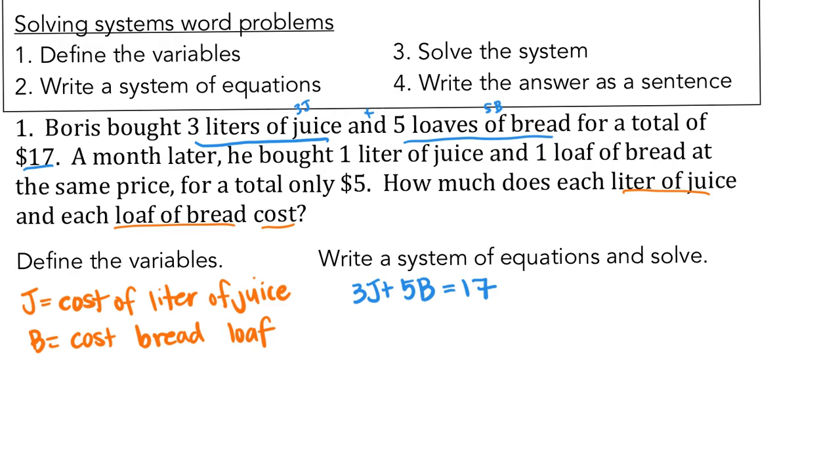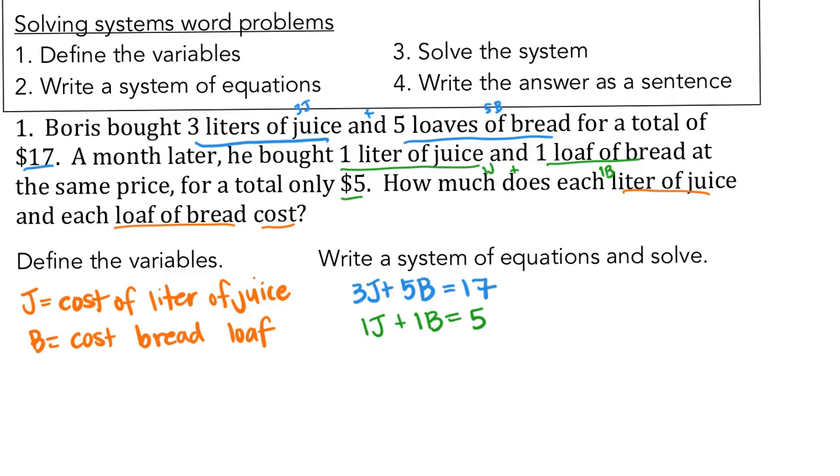Okay, a month later, he bought 1 liter of juice. So probably 1J or just J, and 1 loaf of bread. Okay, 1J plus 1B is $5. Okay, those are my 2 equations. You don't have to put the 1 there because 1J and J are the same. Okay, we wrote the system of equations. Now we need to solve.